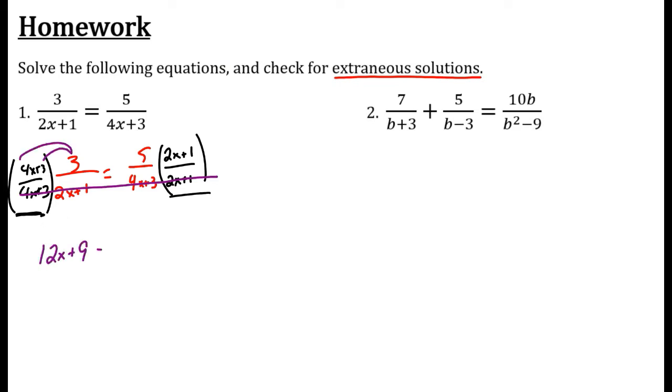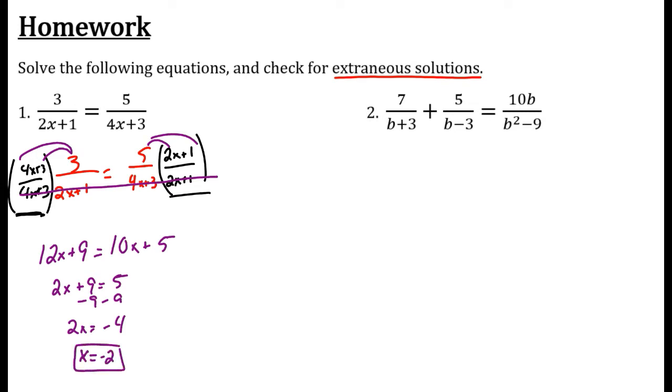12x plus 9 equals 10x plus 5. Well, this is now a nice linear equation. I subtract 10x and get 2x plus 9 equals 5. Subtract 9 from both sides and get 2x equals negative 4. So x equals negative 2 after you divide by 2. But we're not done yet because we have to go back and check. Does plugging in x equals negative 2 cause me to divide by 0? No. So x equals negative 2 does check out.